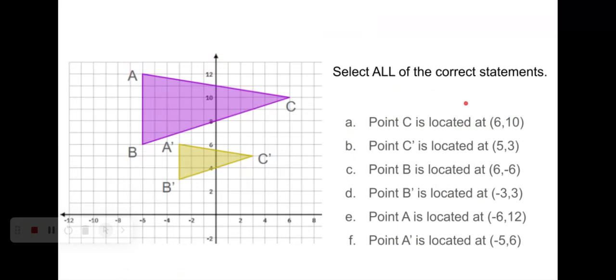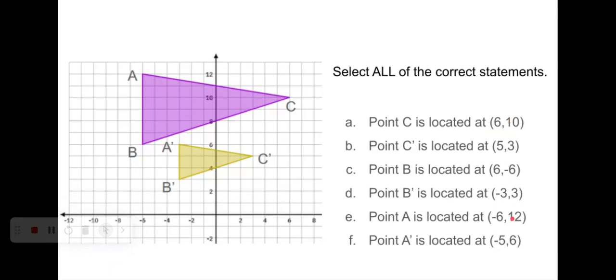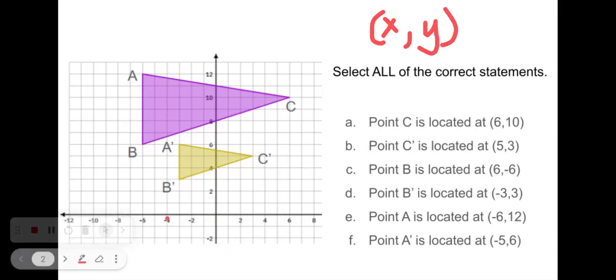Next, select all of the correct statements. We are labeling these points now. It looks like the same picture, same two triangles. This is really testing your coordinate plane skills. These are called ordered pairs, which is how we locate a point on a coordinate plane. And remember, the order is x and then y. You can start at 0 and look on the x-axis, left and right first, and then the y-axis, up and down. So let's check each one of these points.